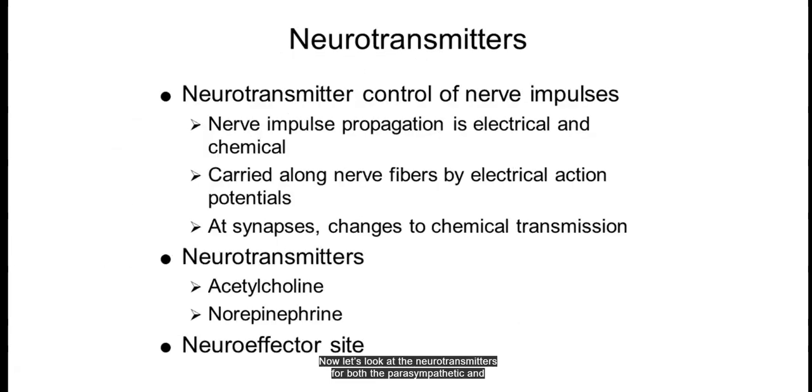Now, let's look at the neurotransmitters for both the parasympathetic and sympathetic nervous systems. Neurotransmitters are chemicals that carry a signal from one neuron to another neuron. On both branches, there are two jumps from one neuron to the final neuron, which is called the neuroeffector site. This is where the action happens, such as eye dilation, etc. The neurotransmitter for the parasympathetic side is acetylcholine, and the neurotransmitter on the sympathetic side is norepinephrine.